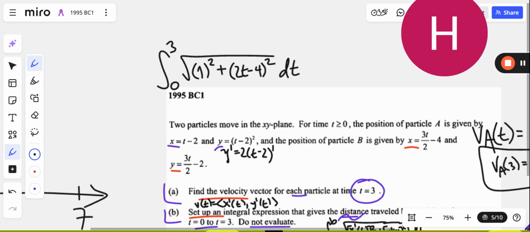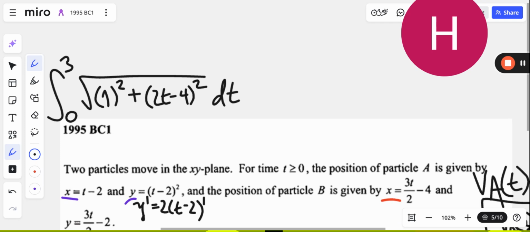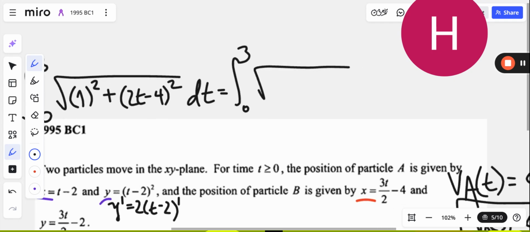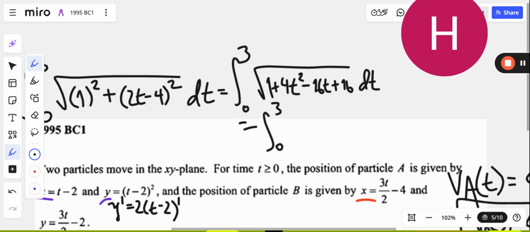And that's dt. Now, how much do they want us to simplify this? I don't really know, but I would say that it's a safe bet to work this out in case there's any kind of nice simplification that goes on. So this would be 1 plus 4t squared minus 16t and then plus 16. I don't think that simplifies to anything obvious, but it still doesn't hurt to check.